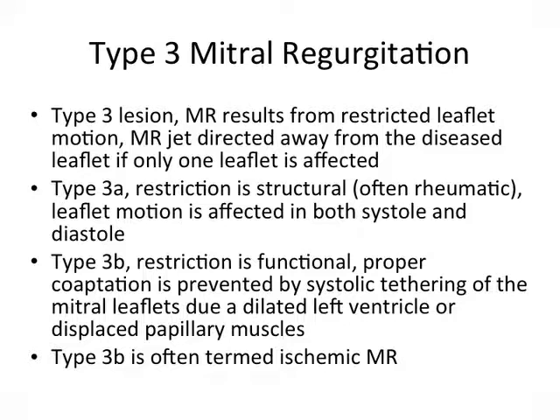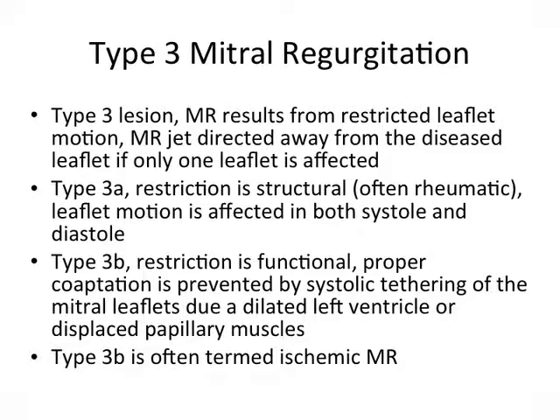In type 3B disease, the restriction is functional, and proper coaptation of the leaflets is prevented by systolic tethering of the mitral leaflets due to either a dilated left ventricle or to displaced papillary muscles. Type 3B mitral regurgitation is often referred to as ischemic MR, again most often because it is due to coronary artery disease. The leaflet motion in type 3B disease is normal in diastole and abnormal in systole.